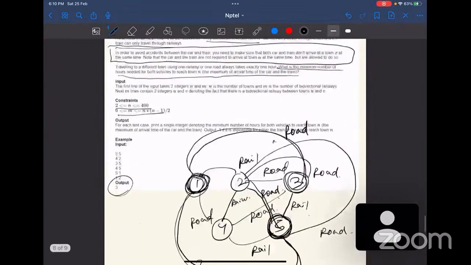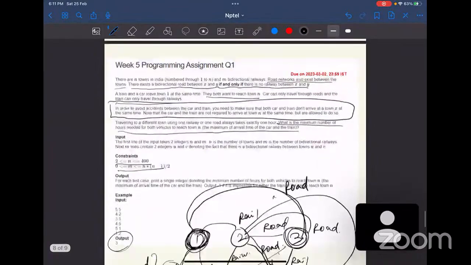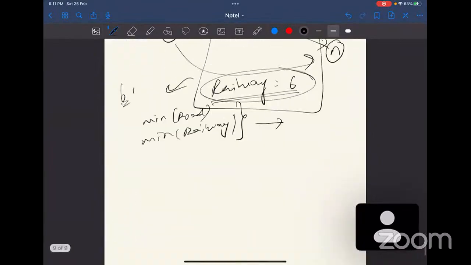I hope you have understood this question. It's very simple to understand: do one BFS from 1 to n for railways, do one BFS from 1 to 5 for roads, note the minimum time for road and the minimum time for railways, and whatever is the maximum of those, print that. That is your answer.